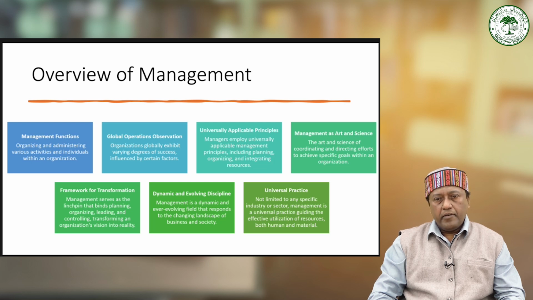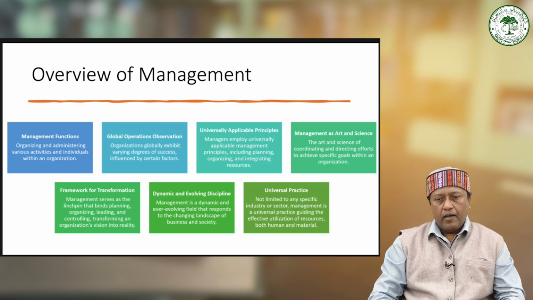Managers employ universally applicable management principles, undertaking activities such as planning, organizing, and integrating resources. Their aim is to interconnect organizational elements, ensuring a cohesive approach to achieving objectives. Management is basically the art and science of coordinating and directing the efforts of individuals and resources within an organization to achieve specific goals.